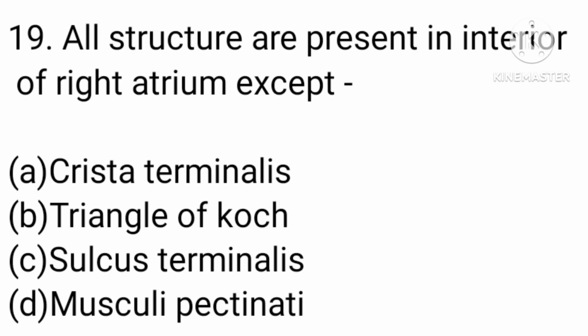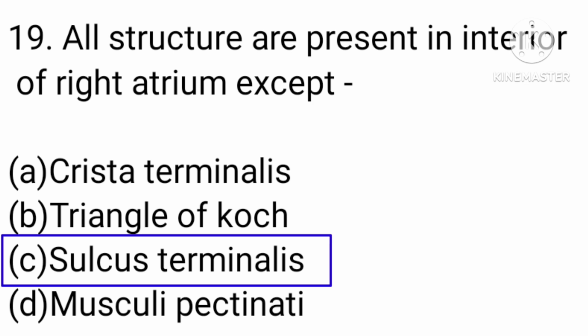Question number 19. All structures are present in interior of right atrium except option A crista terminalis, B triangle of Koch, C sulcus terminalis, option D musculi pectinati. Correct answer option C sulcus terminalis.